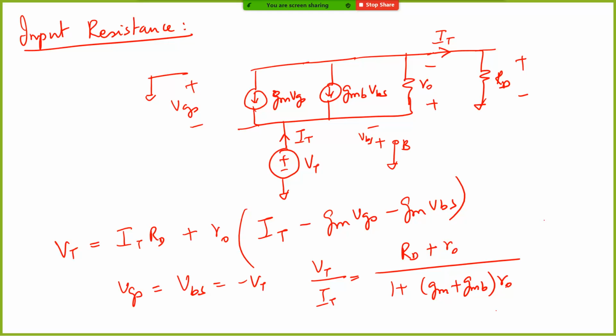Now if you look at the input impedance, you can see that RD plays a role in it. Correct? The input impedance depends on the resistance at the output. So RD is coming into the input impedance picture.